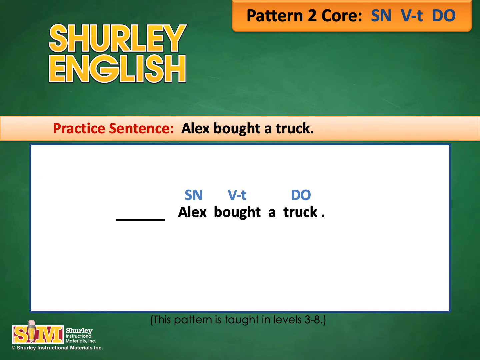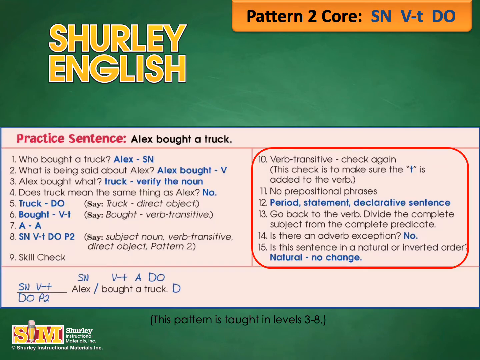Bought. Verb transitive. Remember that the question and answer flow will continue to move students through the order of operations to successfully label and classify the other words in the sentence and complete the skill check. The skill check for Pattern 2 includes a new step that helps students recheck the verb to ensure that it's been labeled as a verb transitive.